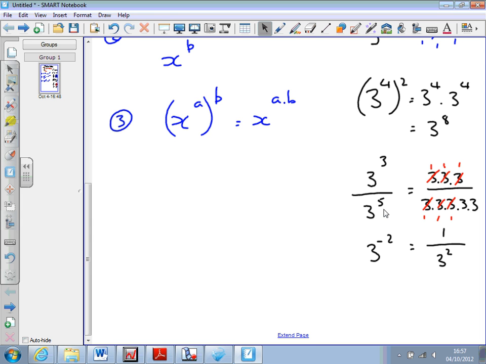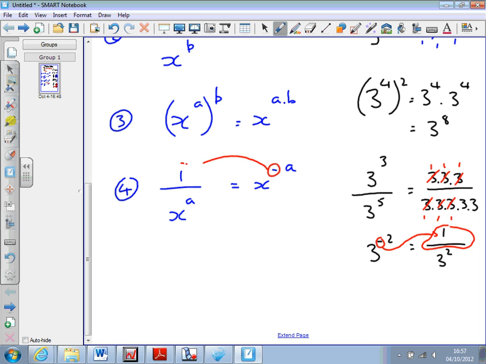If we look at this, a negative power means 1 over. A negative power means the inverse. Written in terms of the law of indices, I'd write this: 1 over x to the power a, any power a, equals x to the minus a. The negative power means the inverse, 1 over.